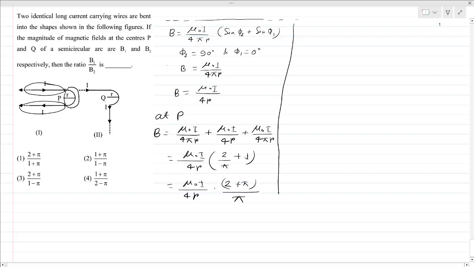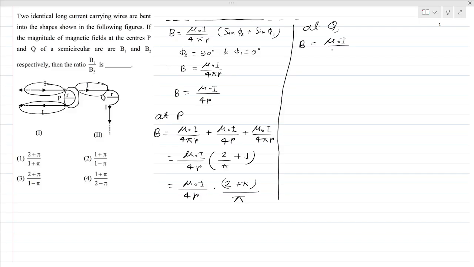Now we want to see what will happen for this next case. In the next case, as you can see, at this same point we have the same value, that is the magnetic field at Q. You can write B equals mu 0 I by 4 pi r. Now for the semicircular arc, mu 0 I by 4r. Now what about this point?